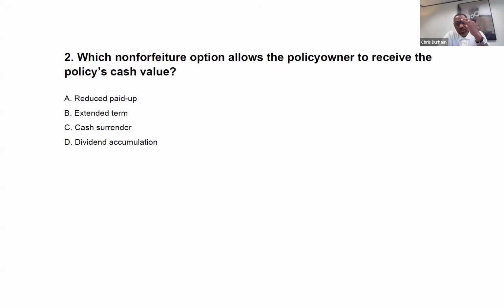The question we just answered, number 1, on extended term, you just got to know that it gives you the most coverage for a temporary period, and then reduced paid up gives you less coverage for the longest period. So any version of what I just said is going to be the right answer on a non-forfeiture option question.